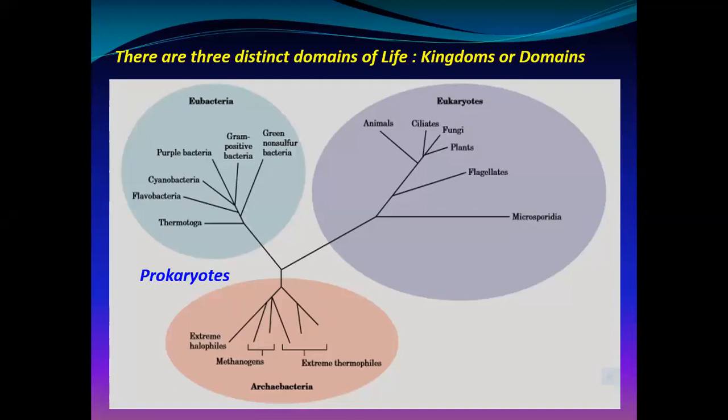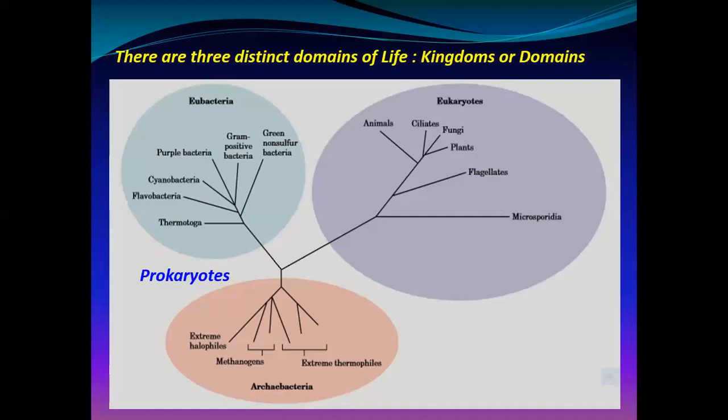From these archaebacteria, the evolution took place, and then you get the eubacteria. The eubacteria include Thermotoga, flavobacteria, cyanobacteria, purple bacteria, gram-positive bacteria, green non-sulfur bacteria. All these together we call prokaryotes, right? And then there is another domain we call eukaryotes. Most of the time these eukaryotes are multicellular, right? Animals, right?